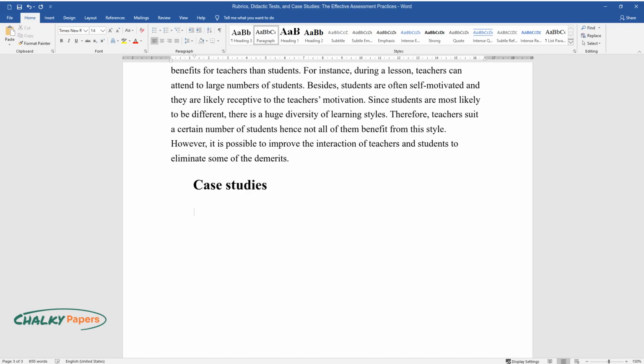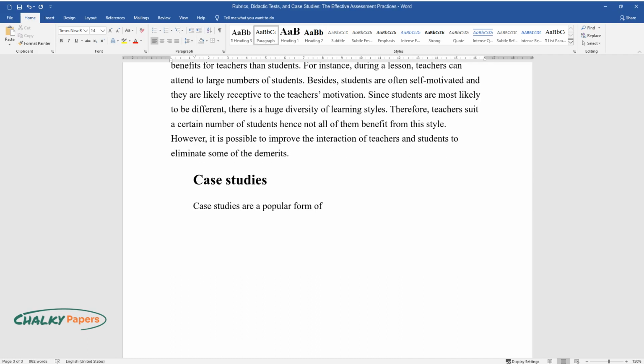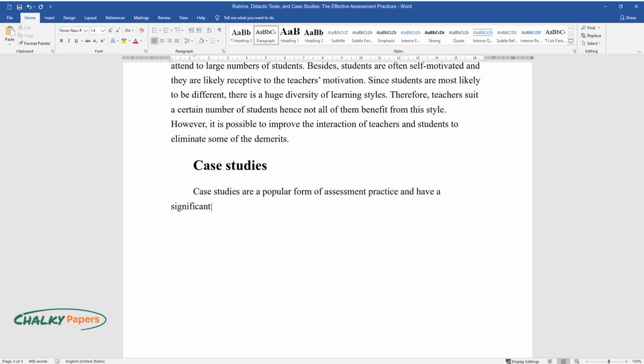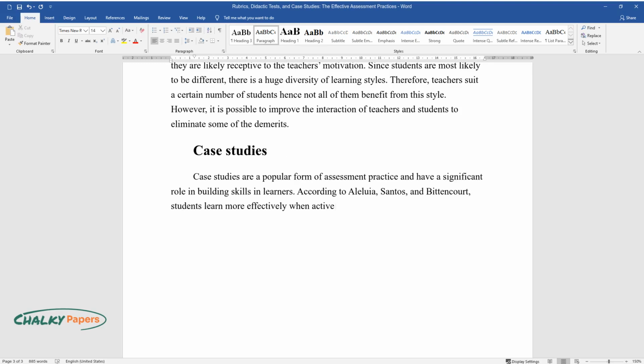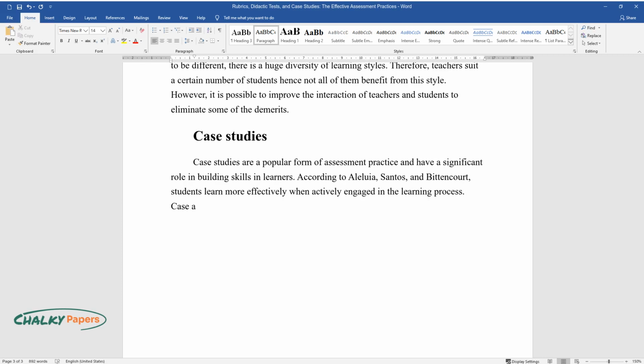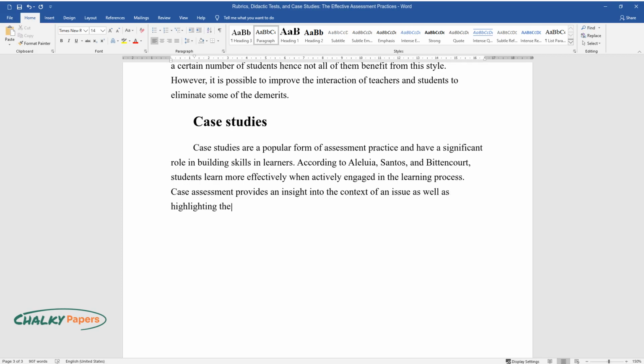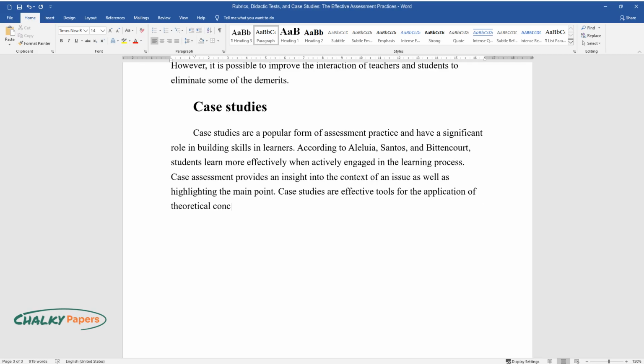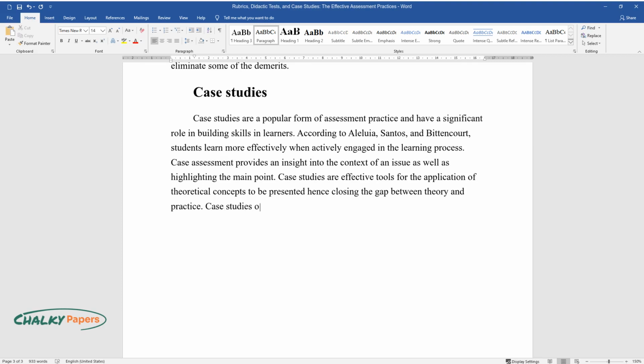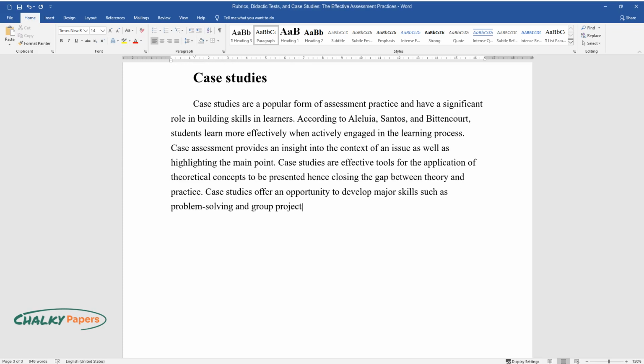Case studies. Case studies are a popular form of assessment practice and have a significant role in building skills in learners. According to Aleluia, Santos, and Bittencourt, students learn more effectively when actively engaged in the learning process. Case assessment provides an insight into the context of an issue as well as highlighting the main point. Case studies are effective tools for the application of theoretical concepts to be presented, hence closing the gap between theory and practice. Case studies offer an opportunity to develop major skills such as problem solving and group project analysis.